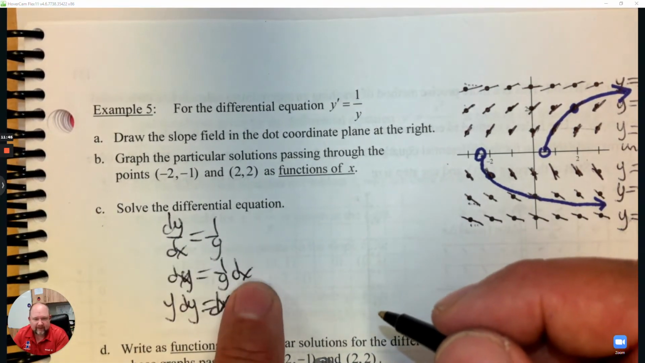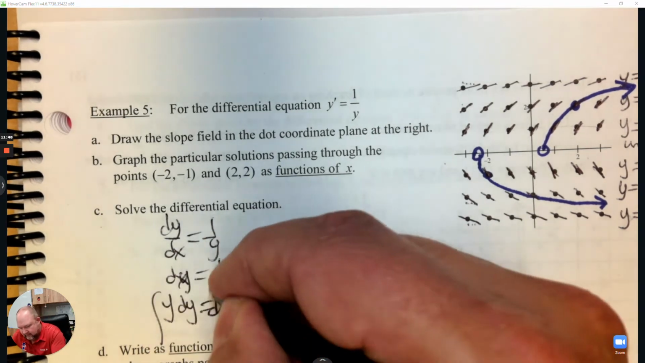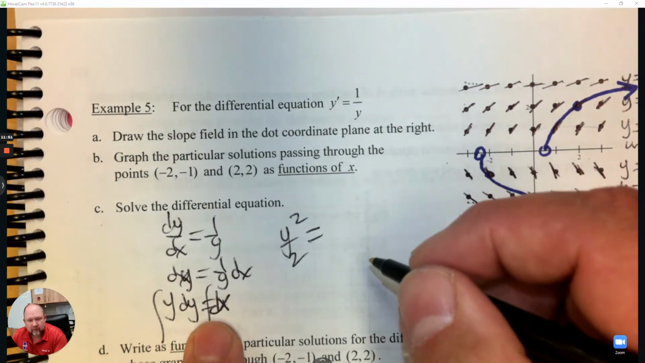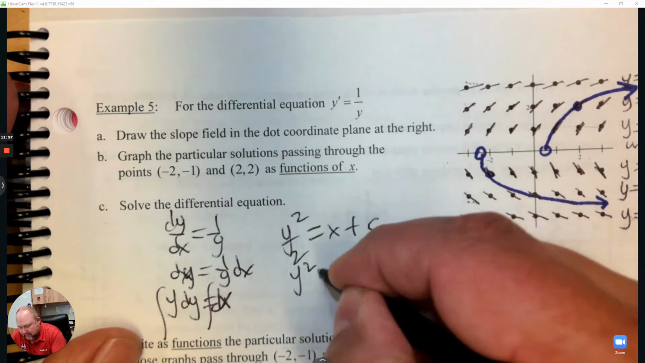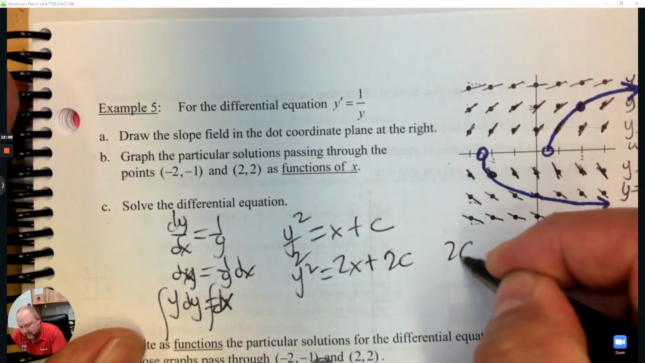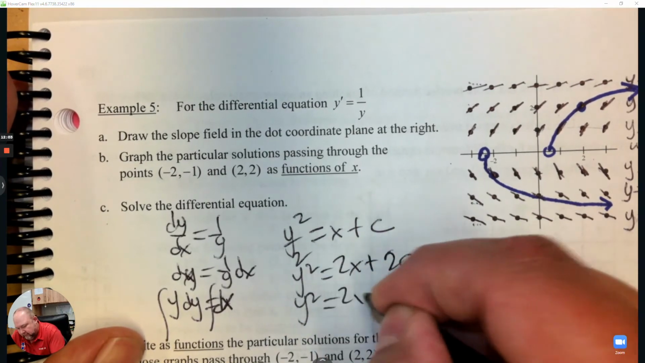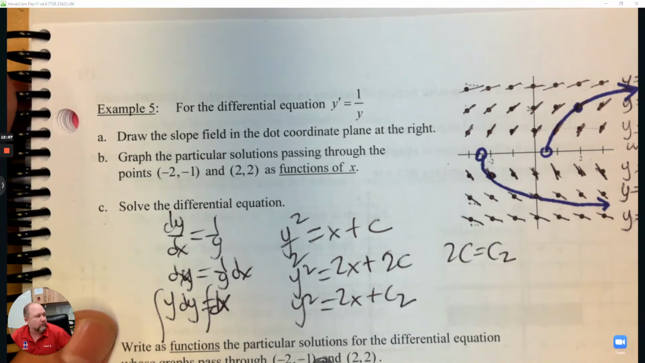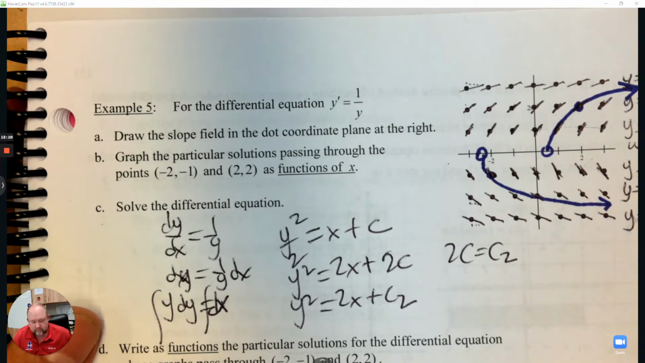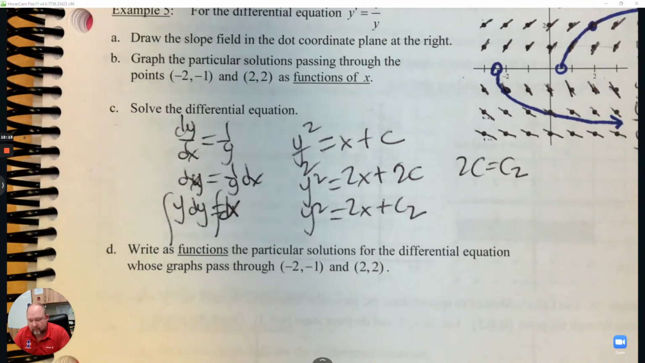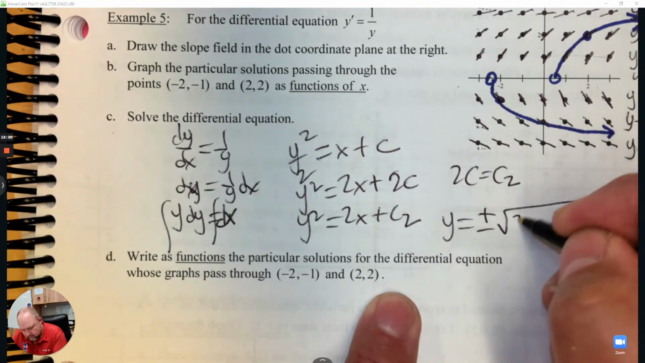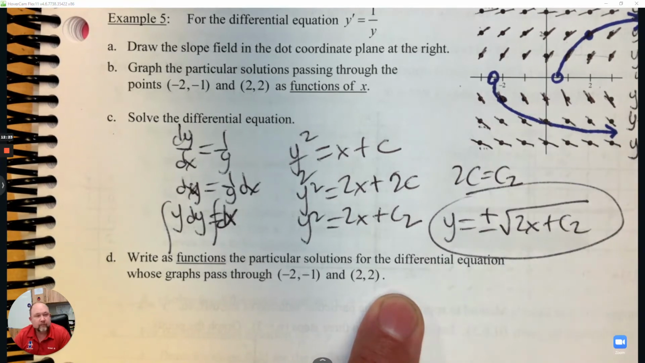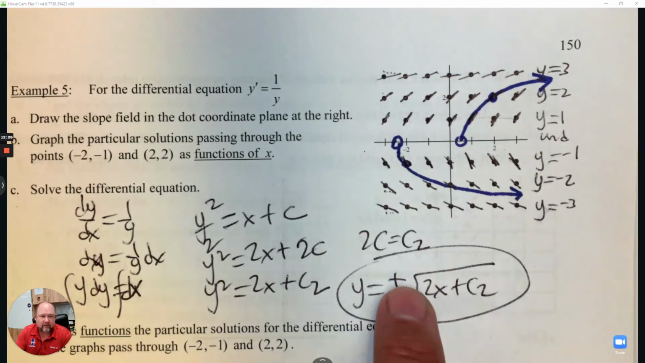So I multiplied by dx, and then I multiplied by y, and now I'm going to integrate it. So that's y squared over 2. You don't see it, but that's a 1. So integrate 1, it's x, and then plus c. I'm going to multiply by 2, and then I'm going to change out this constant. So we have y squared equals 2x plus c2. And then when we solve it, it's going to be positive or negative. So if it has a positive y value, it's going to be the positive. If it has a negative y value, it's going to be the negative.